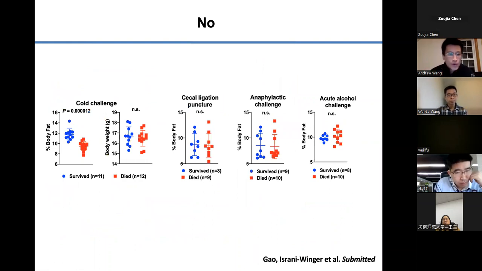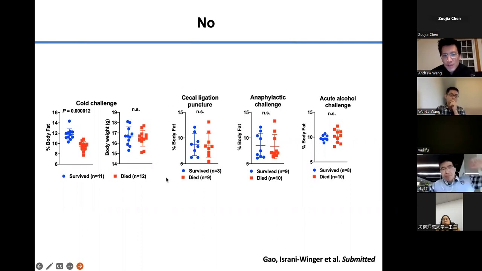Interestingly, with cold challenge, we got the opposite result. It's not super surprising, but keep in mind, again, these are all wild type mice on chow diets within normal dynamic range. Mice that were slightly fatter ended up being ones that survived really well when you challenged them with the cold, with no difference in body weight.